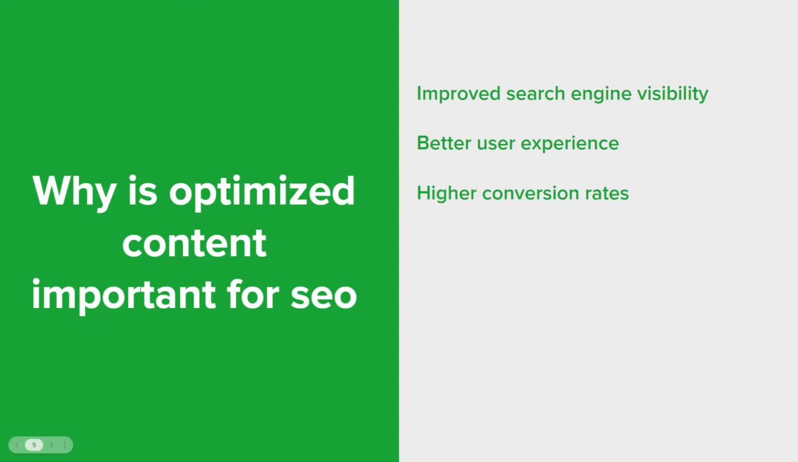This can lead to higher conversion rates, as optimized content provides the user with relevant information that helps them make a decision. All of this leads to more sales, signups, and other desired actions. And it helps improve your website authority. Optimized content that provides value to the user improves your website's authority and overall reputation in the industry. This can lead to more backlinks, social shares, and other signals that improve your search engine ranking as well.